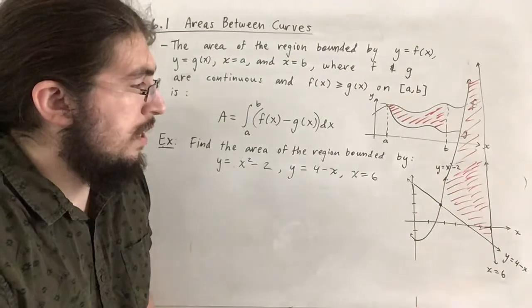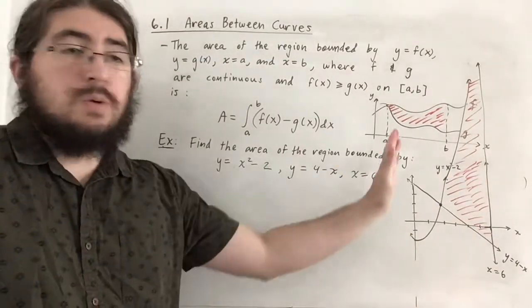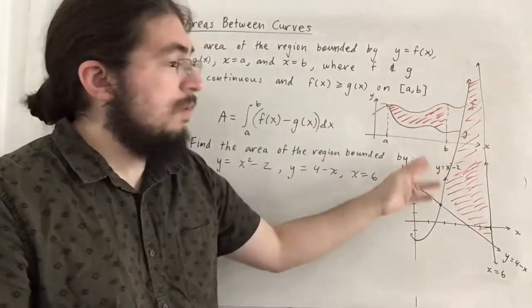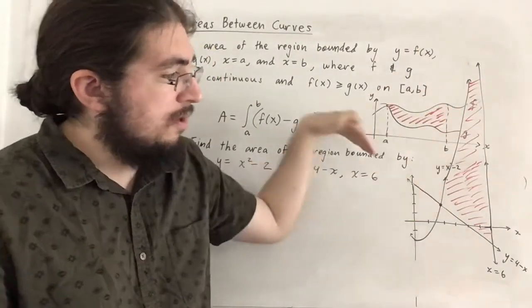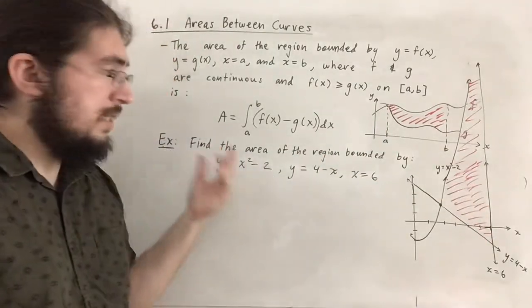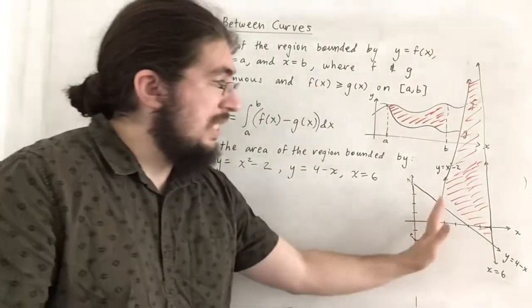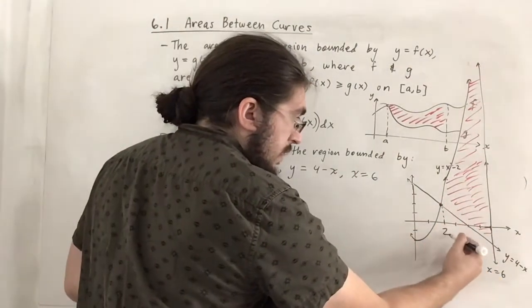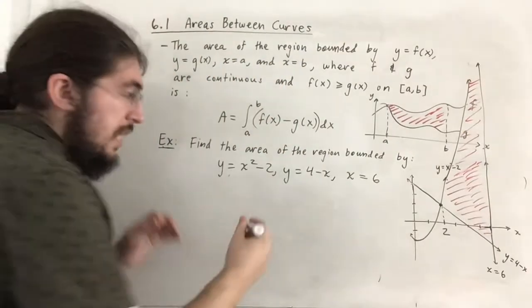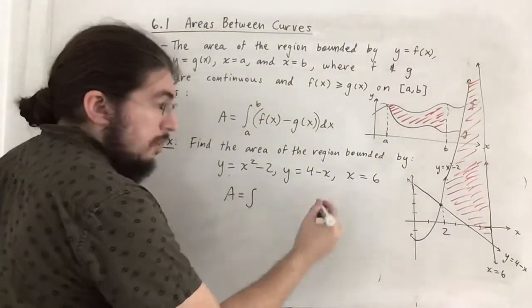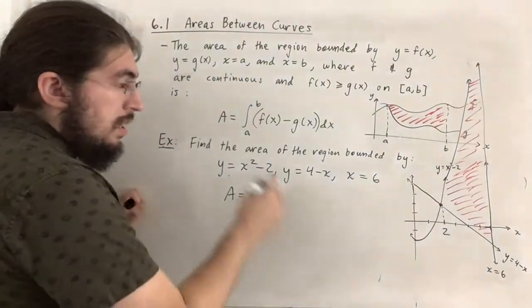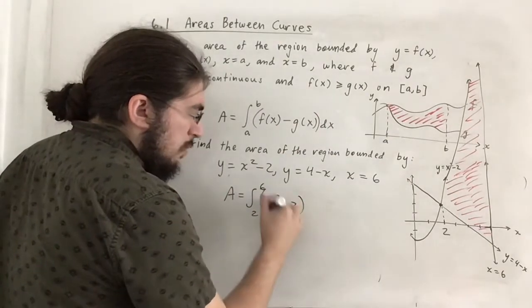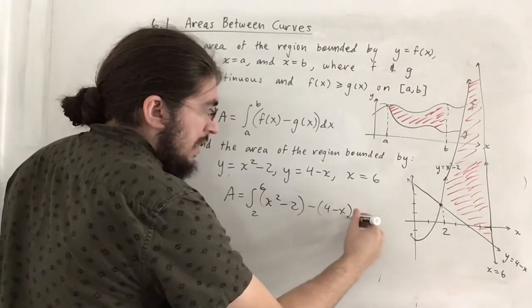All we really care about is what x value to what x value, what's on top, what's below. So now notice that the curve y equals x squared minus 2 is above. The curve y equals 4 minus x is below. So we're actually going to do this one minus this one, from this x value to that x value. Now the x value where they intersect, we found earlier, was 2. So the setup for this area will be the integral from the lower bound 2 to 6, the upper bound, of the curve on top, which is x squared minus 2, minus the one below, which is of course 4 minus x, dx.